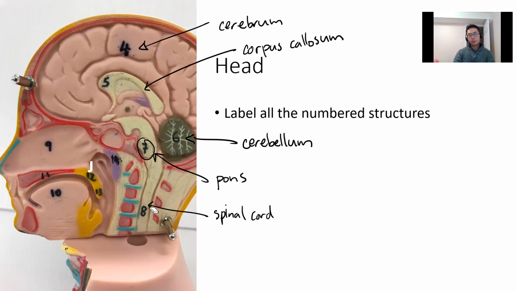It's not the medulla oblongata because we're already out of the head, out of the brain, right? This is the hole at the bottom of your skull that lets it come out. So anything out of that is the bones of your backbone, your vertebrae, and this is the spinal cord. Okay. 9 here is the nasal cavity. 10 is the tongue.